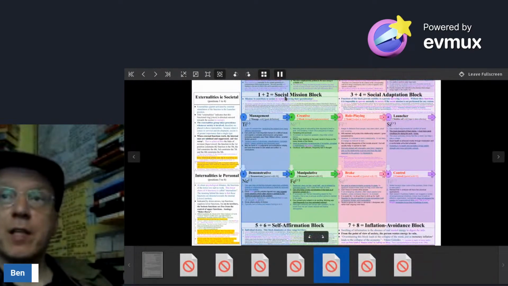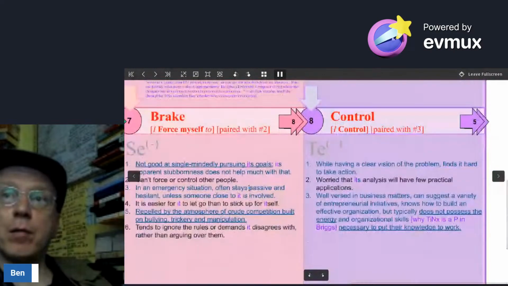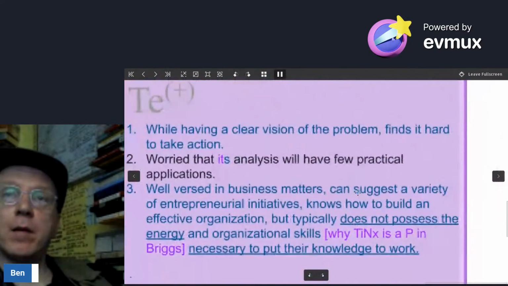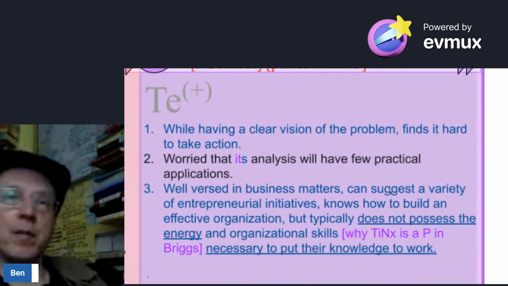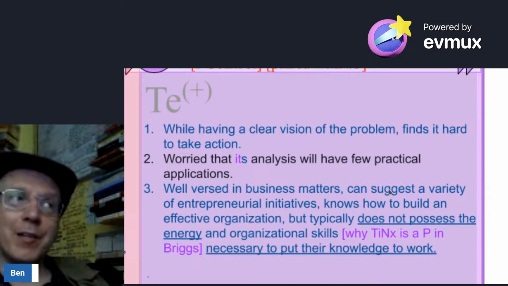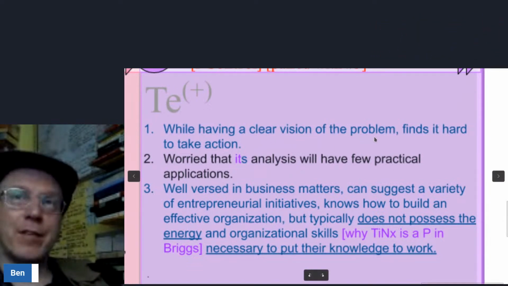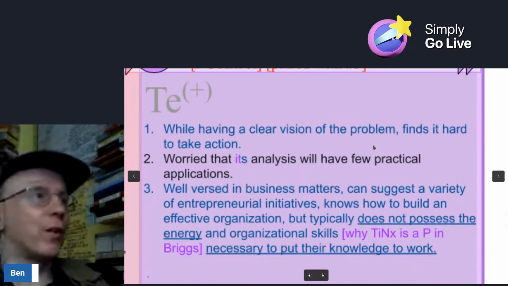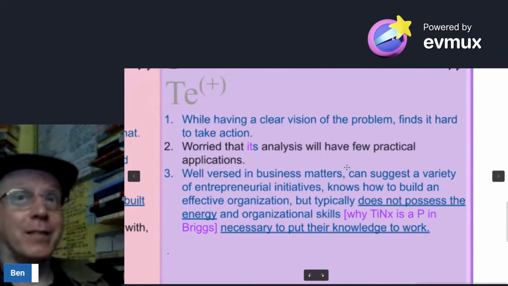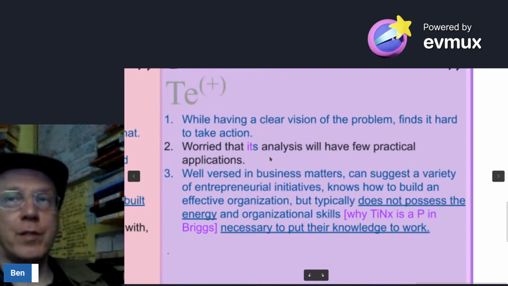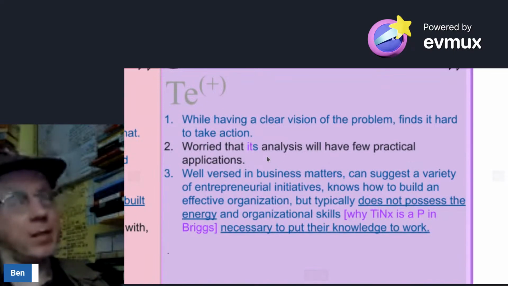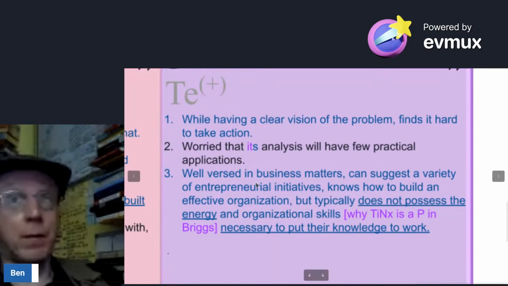This bit doesn't necessarily follow in this bit here. Well, having a clear vision of the problem finds it hard to take action. Yeah, but it doesn't mean it can't take action. Now, if someone doesn't have a clear vision of the problem, the person's not going to know what action to take. Number two, well versed in business. However, you do get INTPs in STEM subjects.